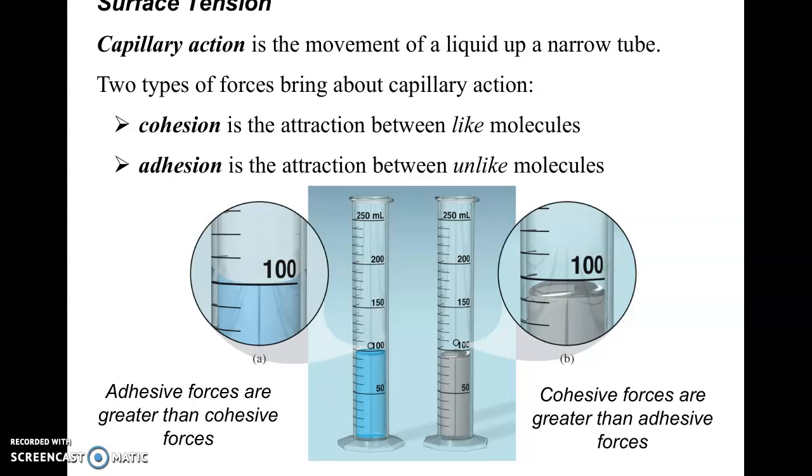The adhesive forces are greater than the cohesive forces, so that water is very attracted to the silicon in the side of the glass. On the right-hand side, though, we have something like mercury, where the cohesive forces are much stronger than the adhesive forces, and so the top surface of that mercury is almost like a partial bubble. It does not climb up the glass at all.